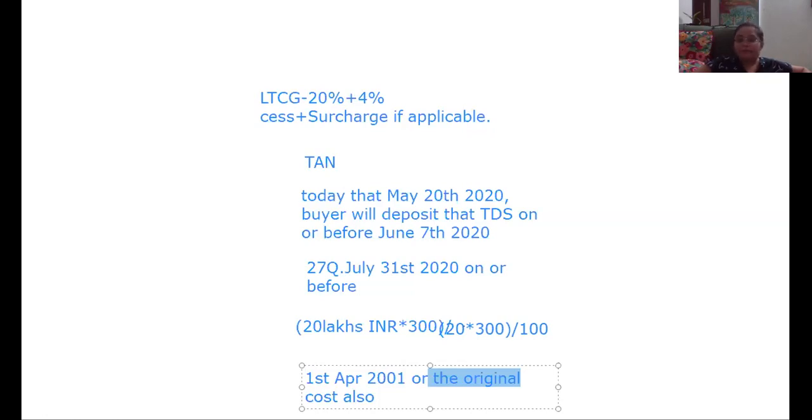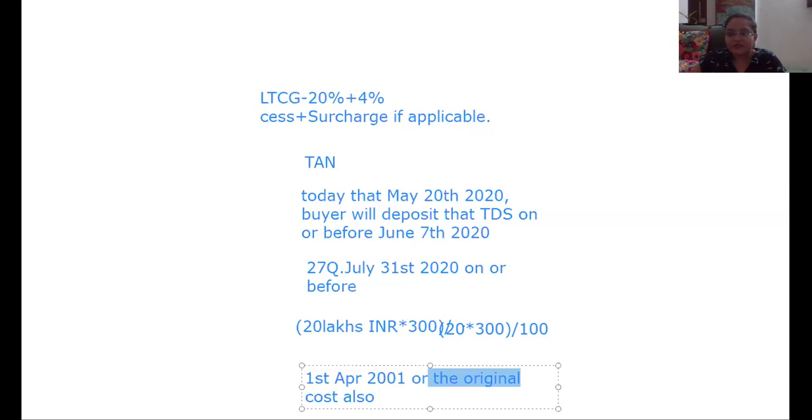Now, this procedure to find the indexed cost of acquisition is only in the case of a long-term capital asset. Indexation has to happen because of inflation, not in the case of short-term capital. Whenever it is a short-term capital asset, no indexation is allowed or required; even if we want it, it is not allowed. So indexation is only allowed in the case of a long-term capital asset, and here we are discussing immovable property being land or building except agricultural land.